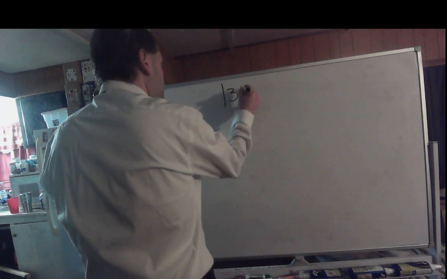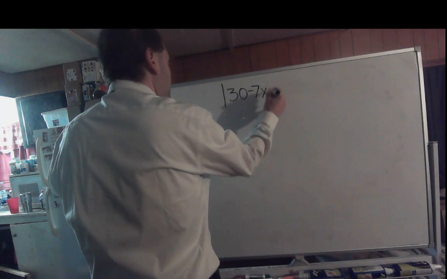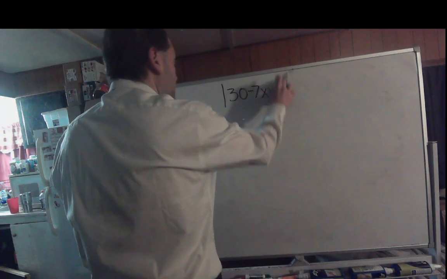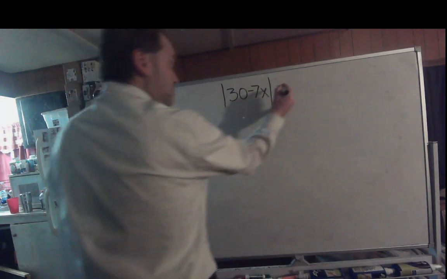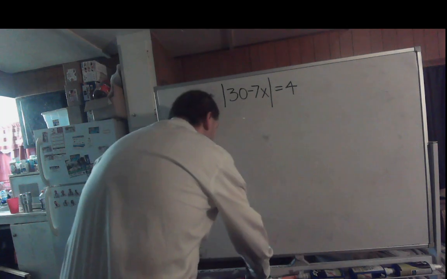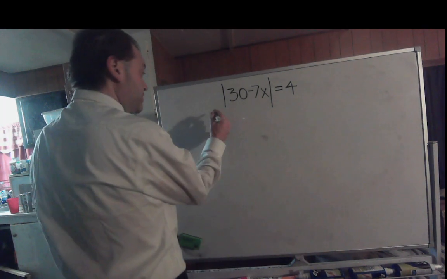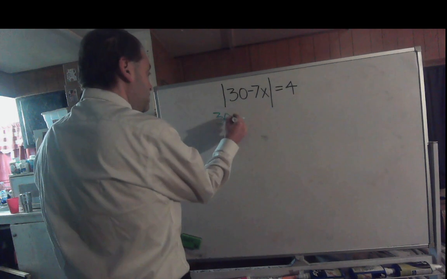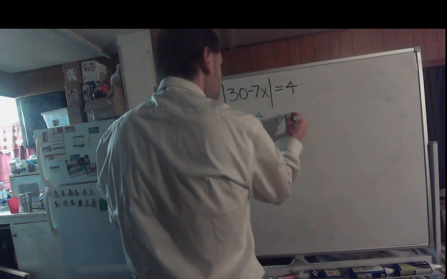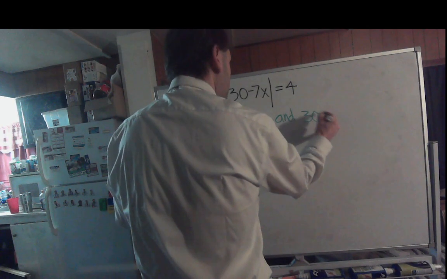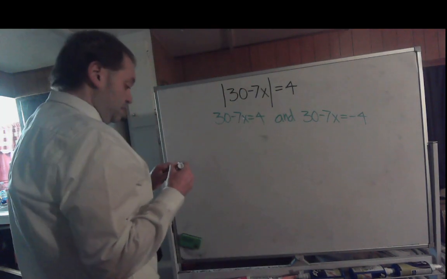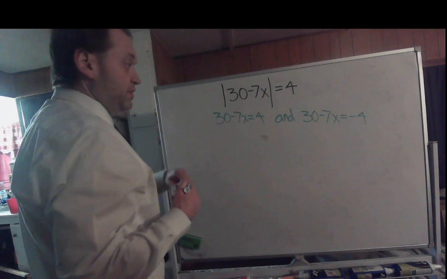So we have the absolute value of 30 minus 7x equals 4. Whoops, I wrote that kind of wrong. Hold on. The absolute value of 30 minus 7x is all equal to 4. So let's go ahead then, write two separate equations. So 30 minus 7x, of course, would equal 4, and you would then have 30 minus 7x would also equal negative 4. So now, of course, we'll solve for x on both of these.